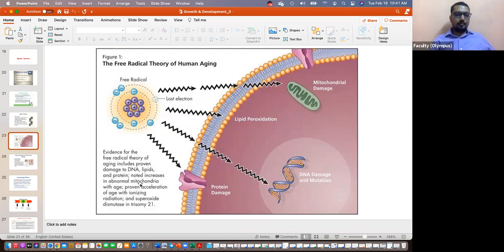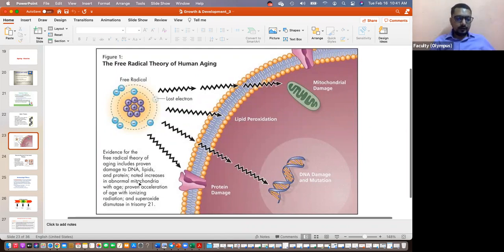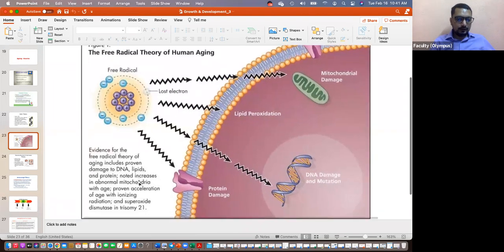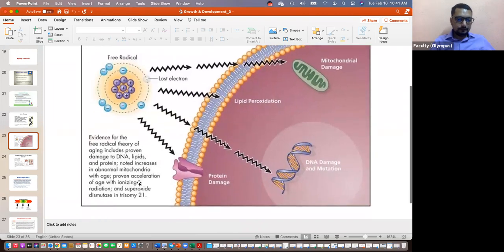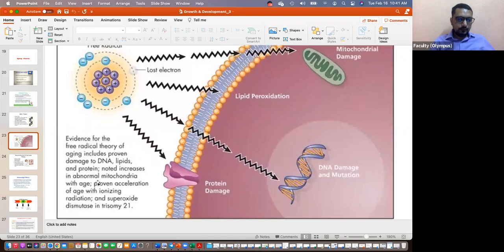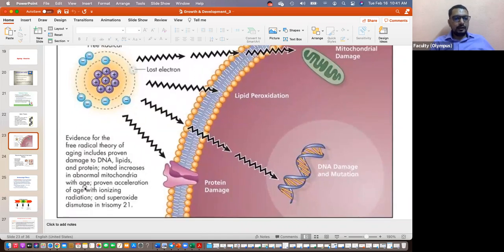Okay, with age, we notice abnormal mitochondria. Abnormal mitochondria increase with age. And also ionizing radiation. When you are exposed to high energy radiation, like X-rays and gamma rays, for a longer duration, what happens? Your tissues get damaged. That is because of the ionizing nature of the radiation. Radiation can result in ions like this.